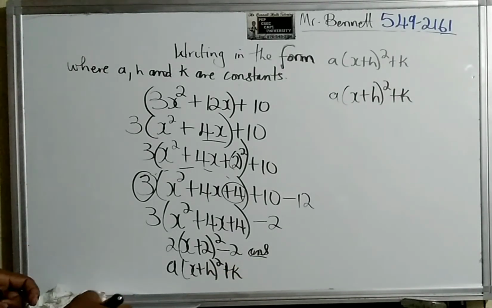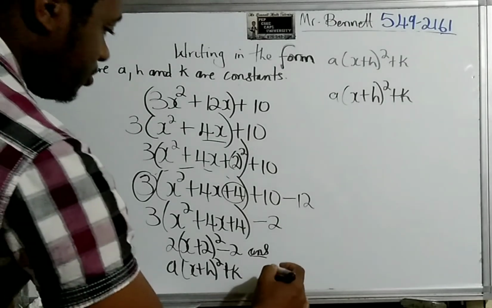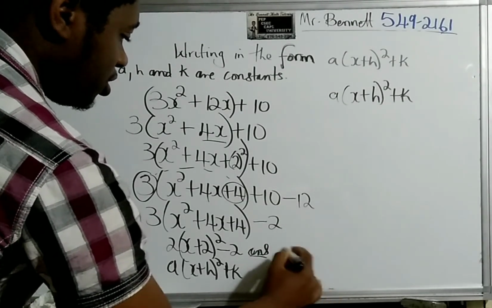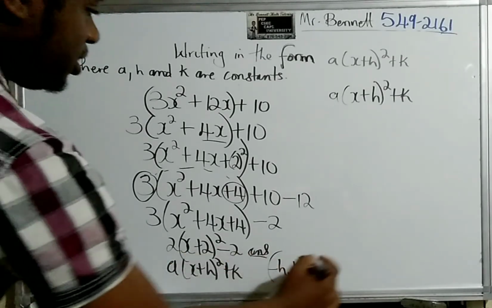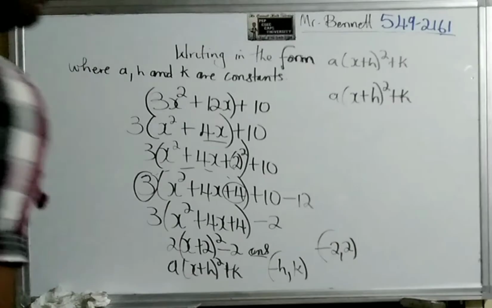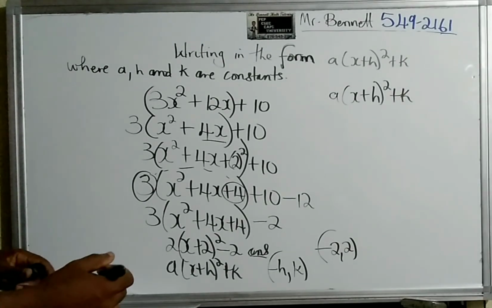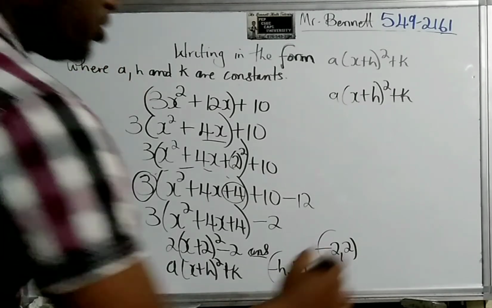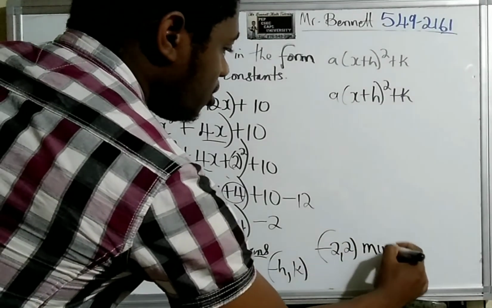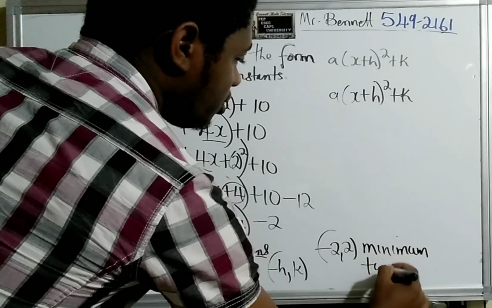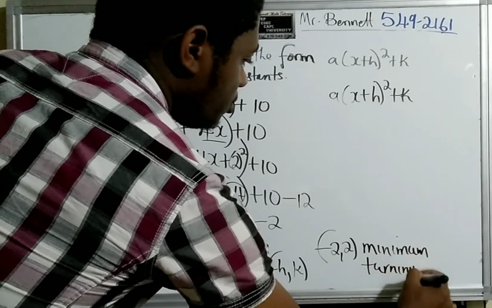Alright guys, and remember if it's a minimum or maximum turning point, it will be negative h, k. So in this case, it would be negative 2, negative 2, and that would be the minimum turning point. Because once a is positive, we get a minimum turning point.